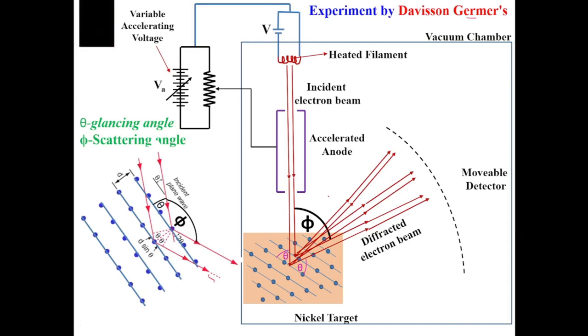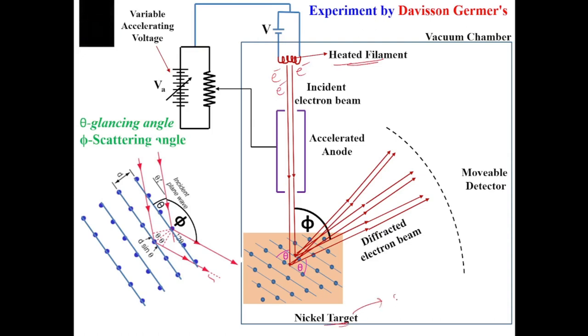So this is the whole arrangement, the so-called experimental arrangement. Here this is the heating filament connected with the applied voltage, due to which this heating element is heated and electrons are ejected from it. These electrons are accelerated by this variable accelerating voltage towards the bottom. Finally, these electrons ejected from the heating filament are incident on a nickel target.